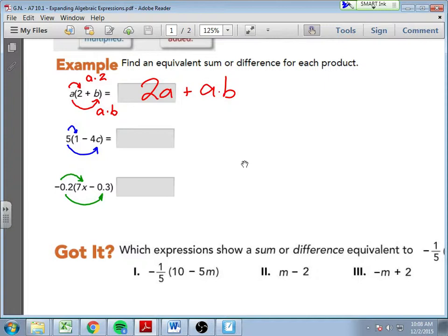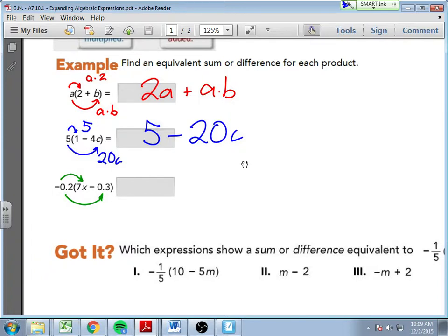All right, Grace, can you tell me what we get from our first multiplication there in blue? 5. Yeah, the 5 times 1 gives me 5. Nate, what about my other multiplication there in blue? 5 times 4c, which gives me? 20c. So then when I put it all together, Ashton, what do I get? You get 5 minus 20c, because we had a minus between them.